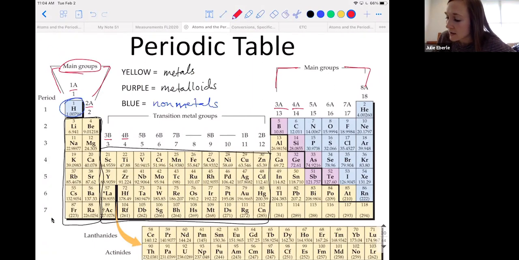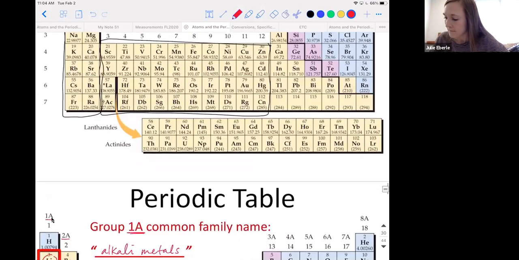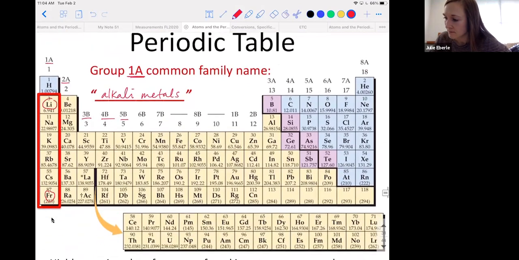Group B, these are your transition metal groups. Now, obviously, as you go across the periodic table, yes, if you count all of them, there's 18 groups. But if you're just counting main groups, there are only 8 main groups, okay? So that's what the A means.